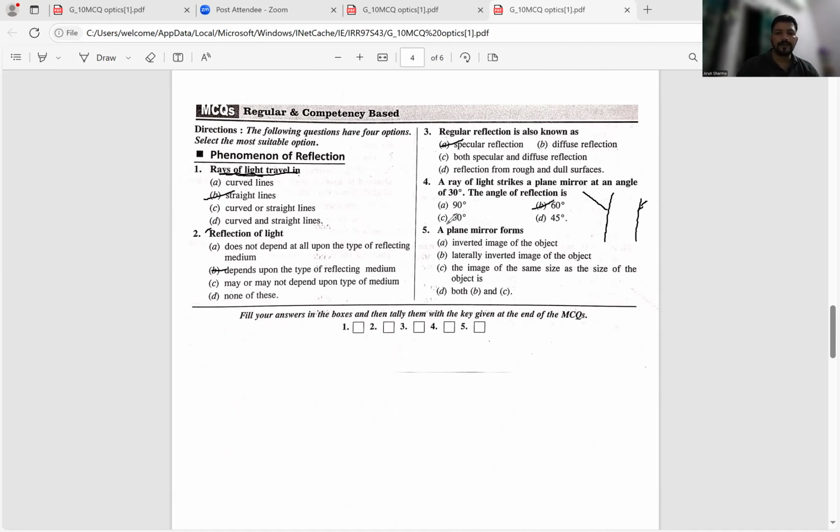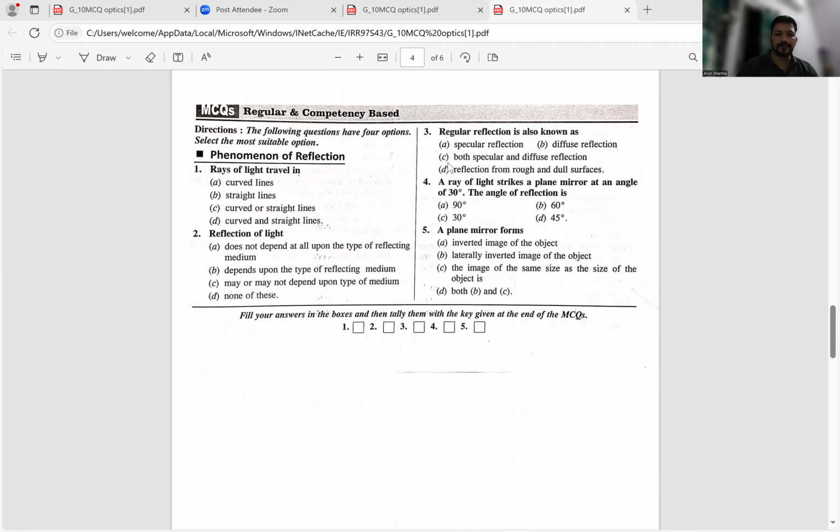Twice. A plane mirror can form which type of image? Laterally inverted image of the object. The image is of the same size as the object, meaning option D. So this is the first page, and these are all our basic questions.